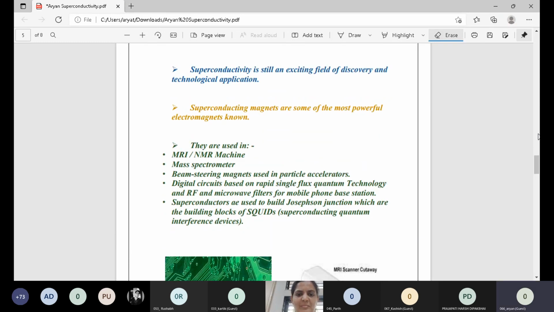Friends, so superconductivity is still an exciting field of discovery and technological application. Of course, friends, when we found out about gates, AND gates, NAND gates, about gates and semiconductors, we started a great thing. I have one thing to tell you, friend. Gordon Moore. Friend, there was a great scientist, Gordon Moore.